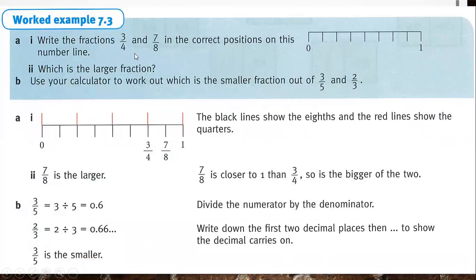Okay, so first of all, if you try to make the same denominator, it's easy for you to solve this. Let's suppose I multiply this 4 by 2 to make 8. So if you multiply by 2 here, the same number I multiply here. So my answer here is 6/8, and here is 7/8. So obviously 7/8 is greater as compared to 6/8. So which one is larger?